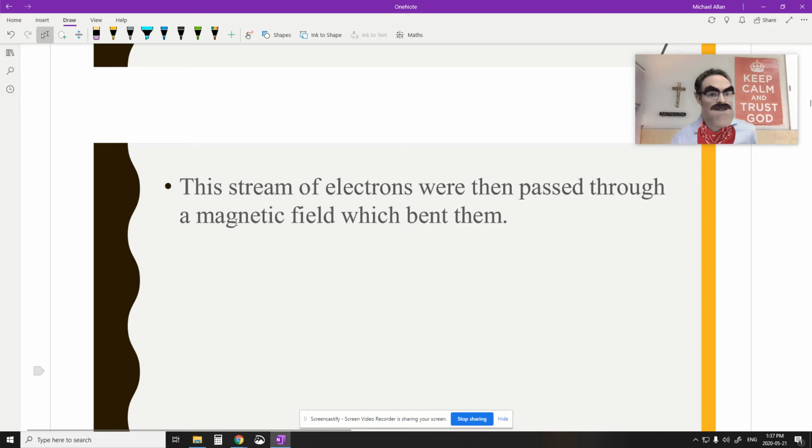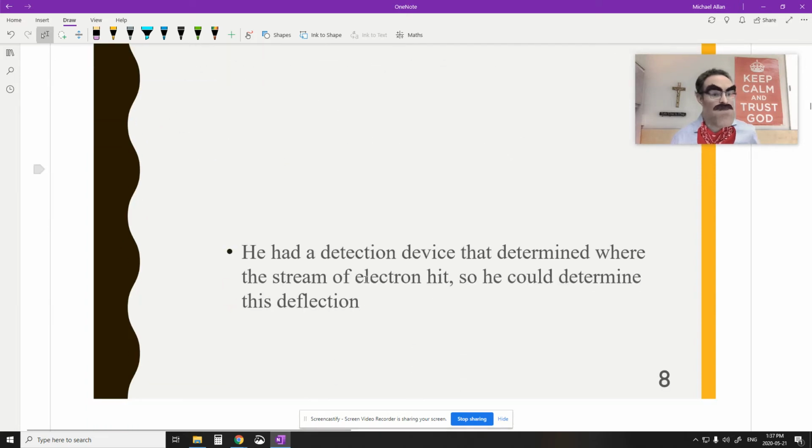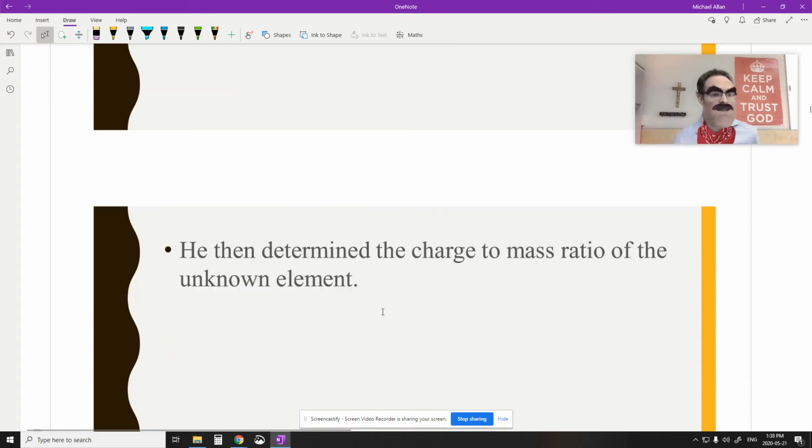That stream of electrons is then passed through a magnetic field, which bends them. Then he has a detection device at the end, so he can determine the radius of curvature of the bend. So he knew that as charged particles enter into a magnetic field, they would move in a circular motion. So he'd know how much they curved based on where it hit his detection device.